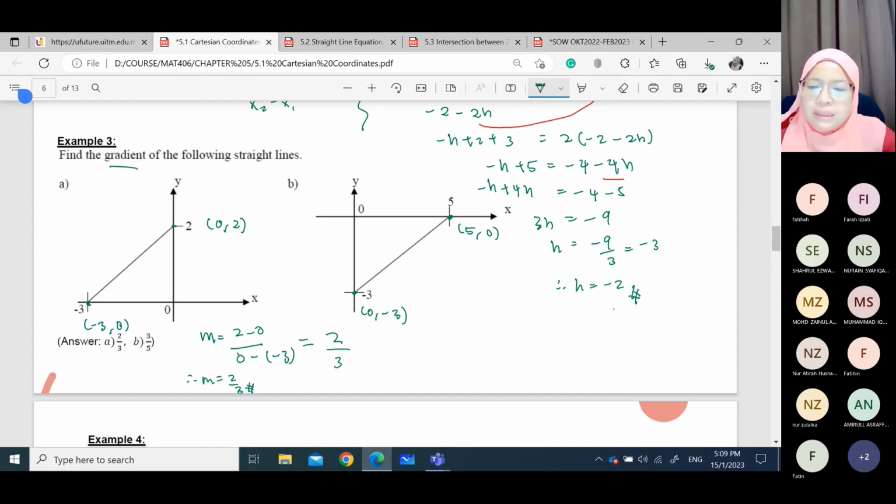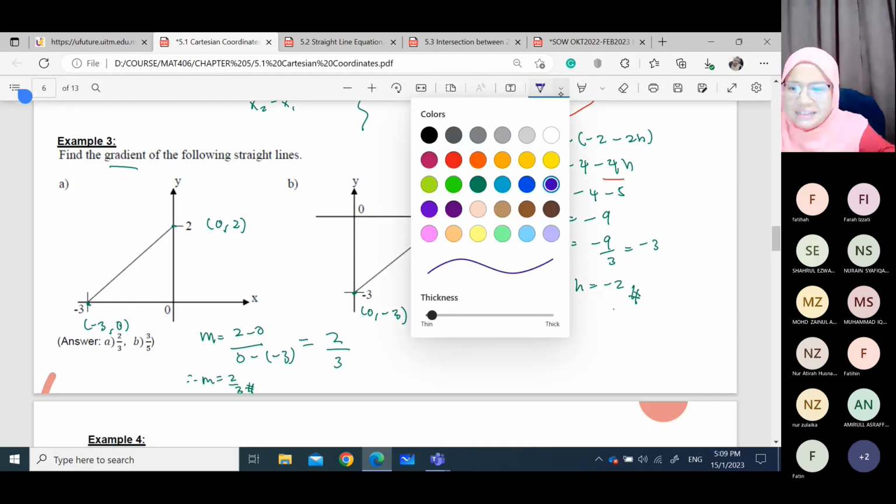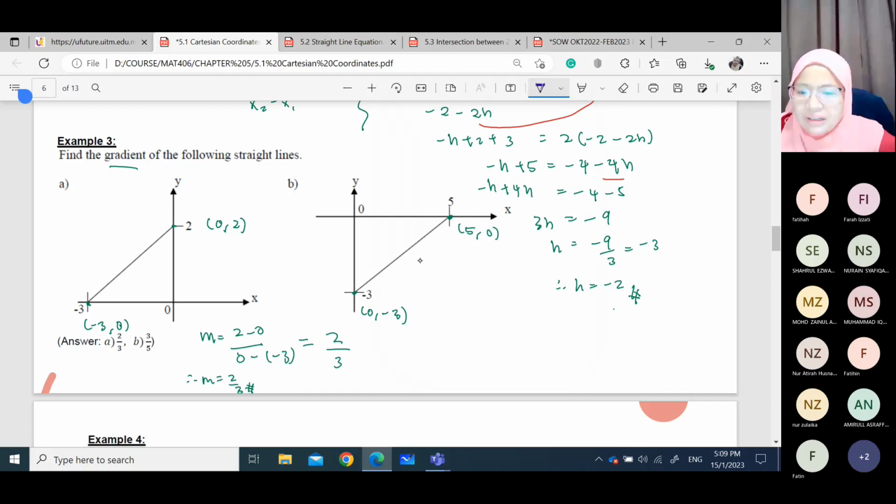Okay, so before we look at the gradient, any questions for this one? This is a coordinate. Any question? No questions, clear. Okay, good. So now we need to find this gradient. We want to find the gradient for this one.